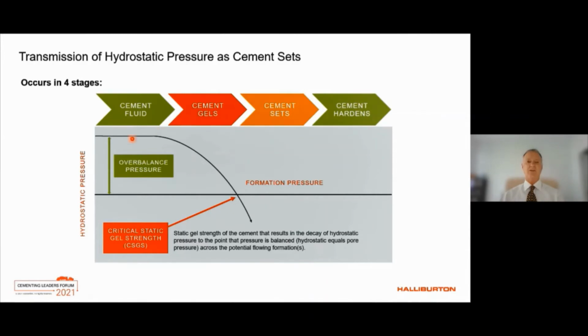The graph on this slide shows hydrostatic pressure versus time, and it shows the loss of hydrostatic pressure during each of these 4 stages. The overbalance pressure, which we see here, is the difference between full hydrostatic pressure and the reservoir pressure. When the hydrostatic pressure has reduced, due to the cement generating gel strength, to the point where it is equal to the reservoir or formation pressure, that is called the critical static gel strength of the cement.